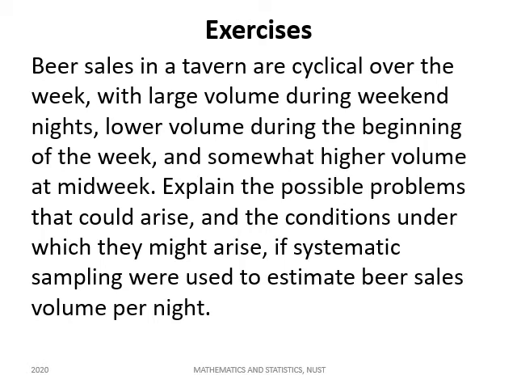Okay, so which makes sense. At the beginning of the week, people are busy. Middle of the week, they're like, I'm done with this, I'm going to the turban. Friday, that's the day. You can see they're packed. So now it says here, explain the possible problems that would arise and the conditions under which they might arise if systematic sampling were used to estimate beer sales volumes per night.